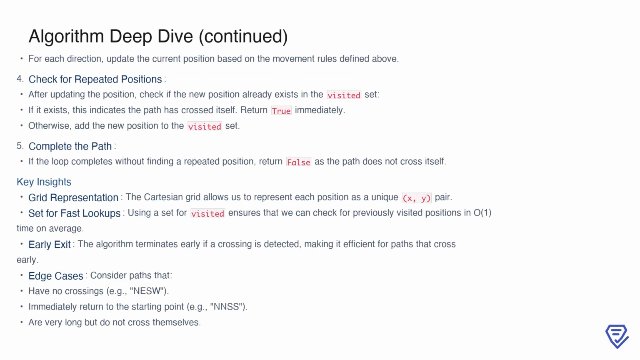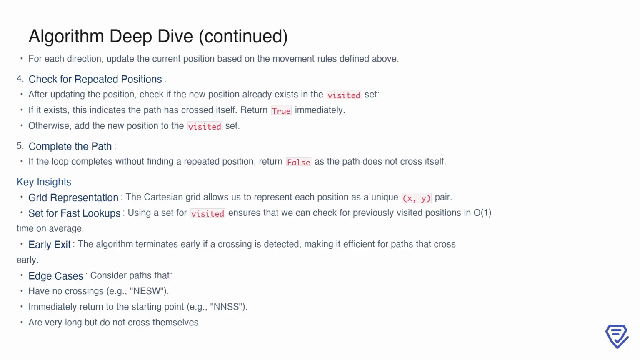As we process each character in the string, we update the current position based on the movement rules we just defined. For instance, if the direction is N, we move one step up by increasing the y-coordinate. After updating the position, we need to determine whether this new position has been visited before. This is where the visited set comes into play. If the current position already exists in the set, it means the path has crossed itself, and we can immediately return true. If the position is not in the set, we add it to the set and continue processing the next direction. Once all characters in the string have been processed, if no crossings are detected, we return false, indicating that the path does not cross itself.